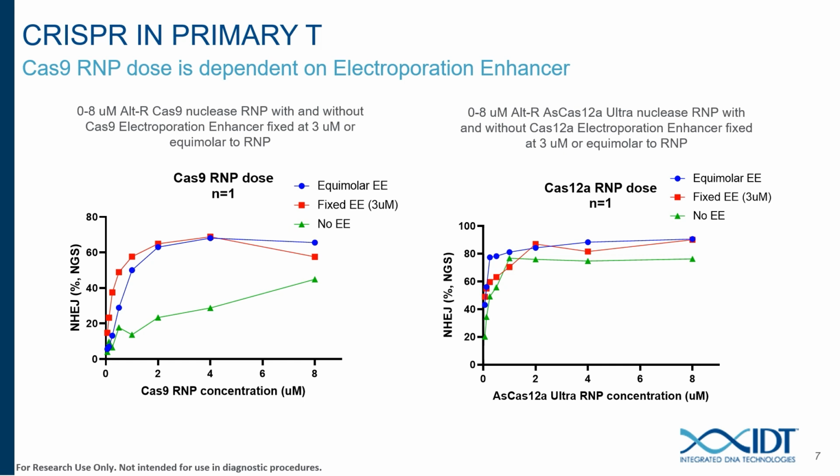And on the right-hand side is a similar dose curve, but this time with our Cas12a nuclease. And we see much less dependence on the electroporation enhancer with this nuclease, as editing here plateaus around 2 micromolar for all the conditions with and without electroporation enhancer.